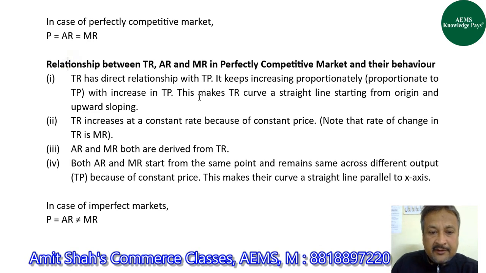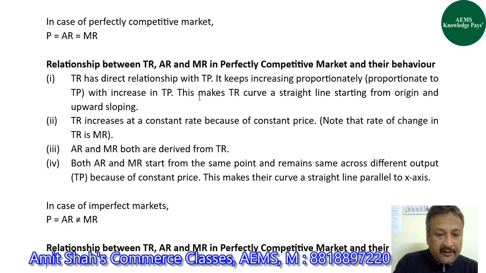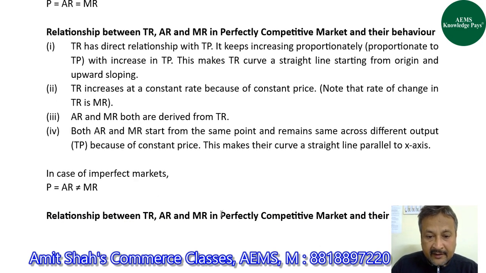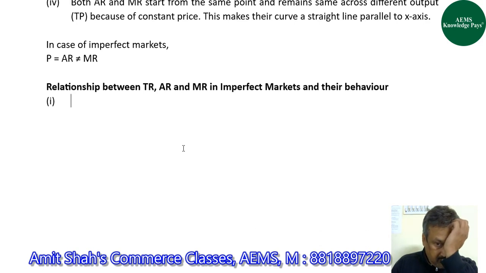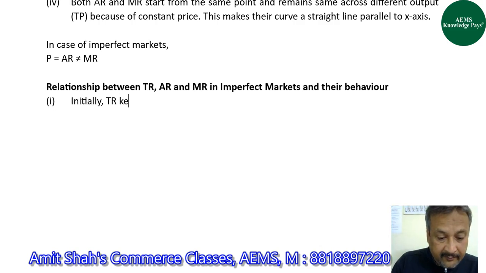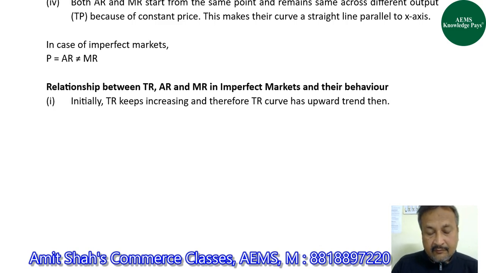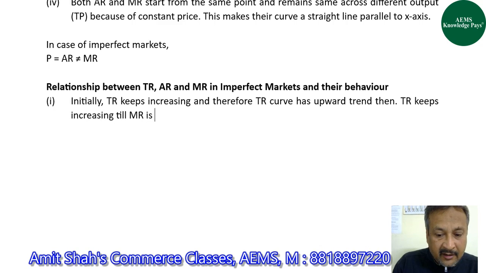So, guys, last thing of revenue chapter is relationship between TR, AR, and MR and their behavior in imperfect markets. Initially, TR keeps increasing and therefore TR curve has upward trend then. TR keeps increasing till MR is positive.